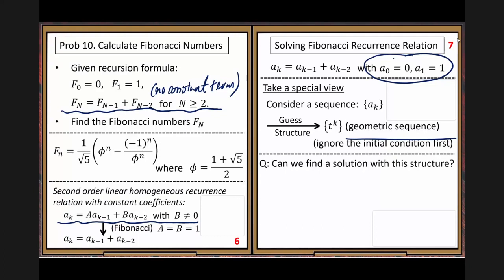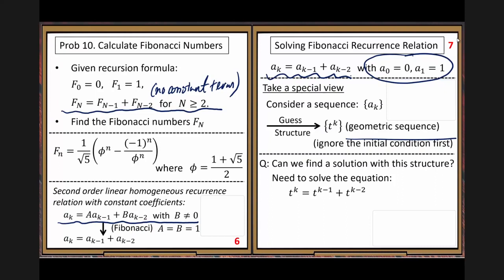Question. Can we find a solution with this structure? Now we need to determine the T value such that the T sequence satisfies this major recurrence relation. That's the goal. Okay? Let's plug in. So we solve this equation: T to the k equals T to the k minus 1 plus T to the k minus 2.